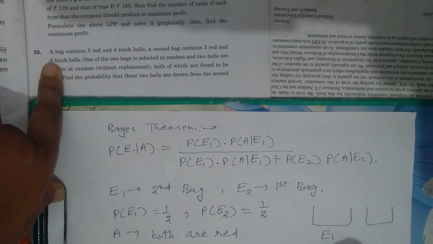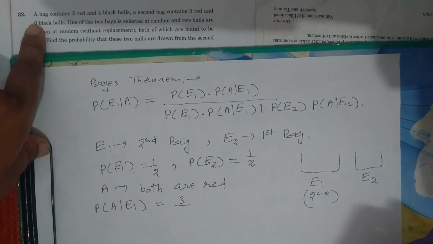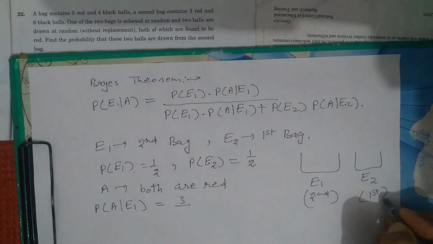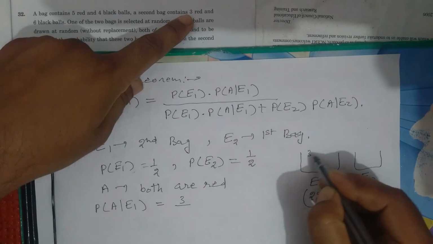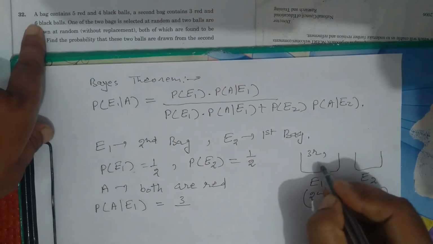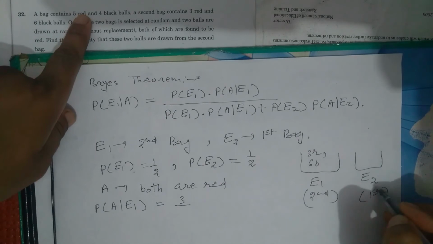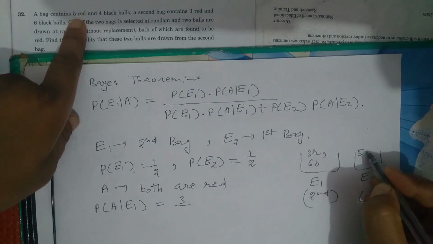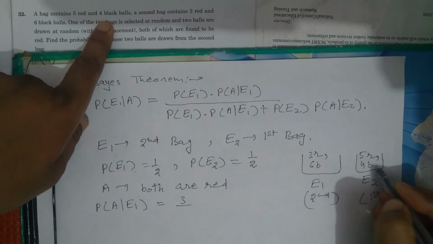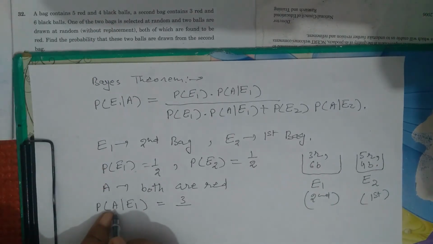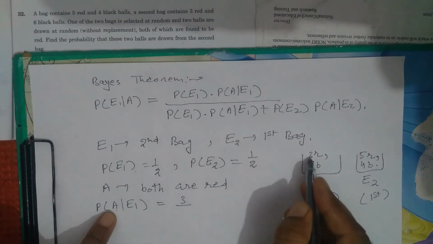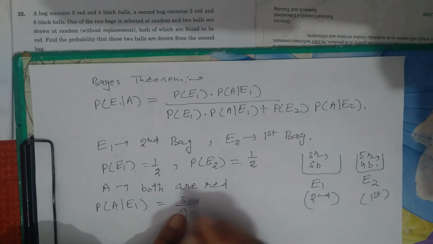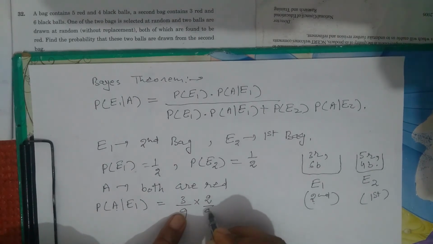So here I can have E1, that means the second bag, and E2 means the first bag. According to the question, the second bag contains 3 red and 6 black, and the first bag contains 5 red and 4 black. So two red balls are drawn from the second bag: 3 upon 6 plus 3, 9. The second ball is again red, so 2 upon 8.